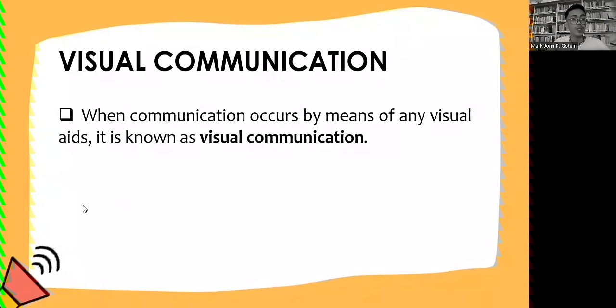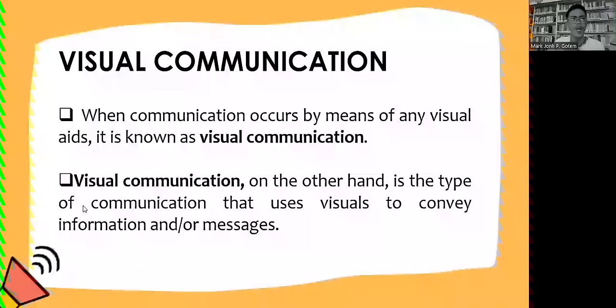And lastly, visual communication, on the other hand, is the type of communication that uses visuals to convey information and or messages. Ano siya ang visual communication? Gagamit siya og mga visual to convey information and or messages. Like for example, mga statue, mga church and diagrams, and mga maps. Mao siya ang visual communication.